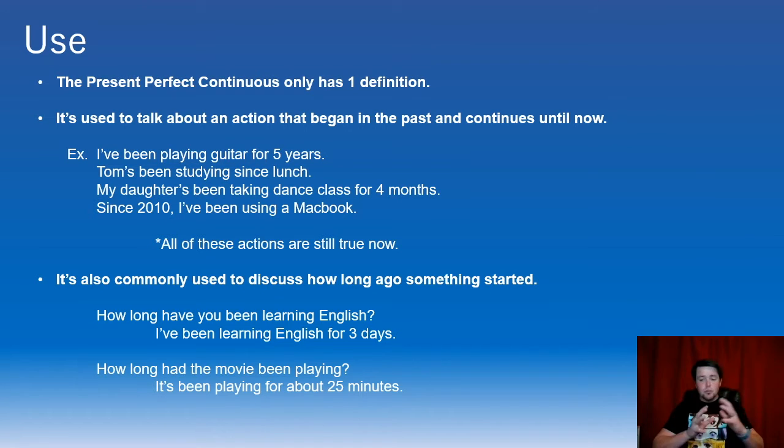Now, this is also commonly used to discuss how long ago something started. For example, how long have you been learning English? I've been learning English for 3 days. Or how long had the movie been playing? The movie's been playing for about 25 minutes. That should be how long has the movie been playing. So forgive that mistake there.